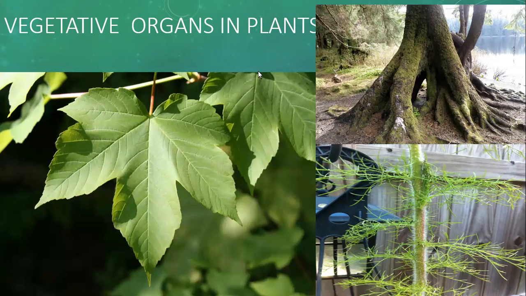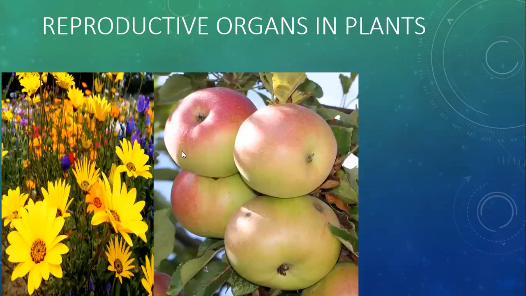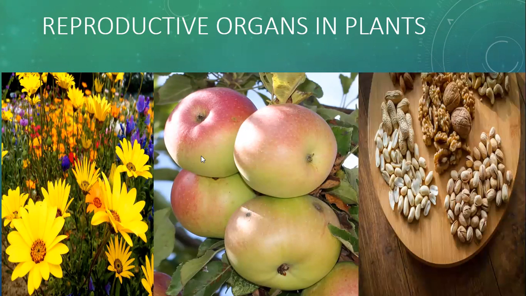Then the reproductive organs. What are the reproductive organs in plants? Flowers, fruits, seeds are called reproductive organs in plants. These are the parts directly involved in sexual reproduction, so they are called reproductive organs in plants.